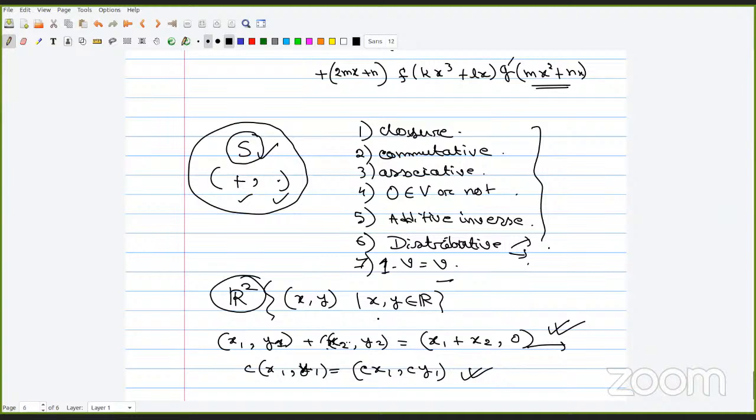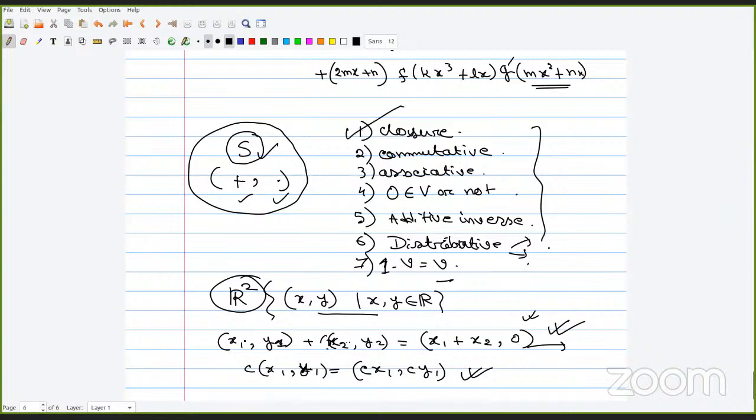Closed means it has to be inside the set. It is in R2. This vector is in R2, right? Yes. So it is closed. Closed means if you take two vectors from R2, after the addition what you get should be inside R2. Yes, this is inside R2. So closure is there, for both addition and scalar multiplication. So the first property is satisfied.